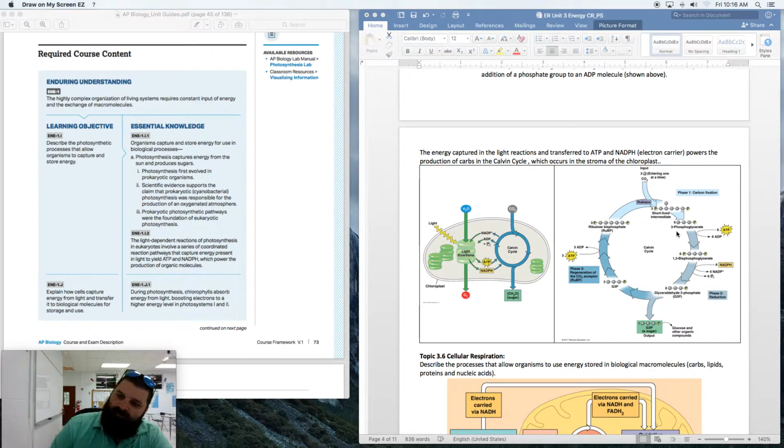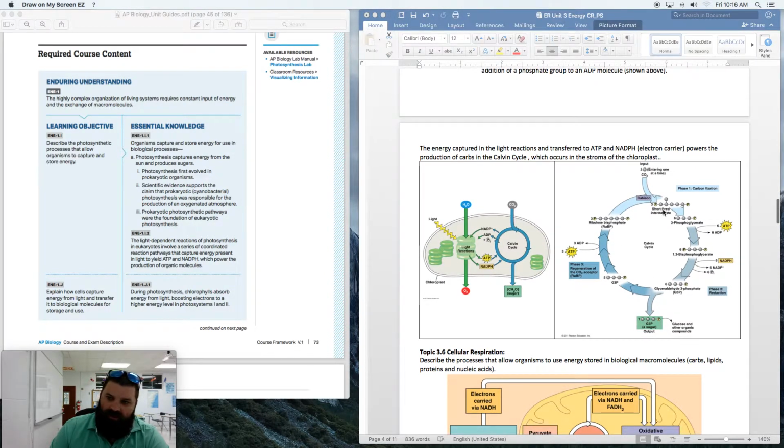Here's a blown up version of the Calvin cycle, and you can see that ATP is used and NADPH is used, and there's a series of reactions that add carbon, carbon, carbon until you end up with the output of glucose. You do not need to know the Calvin cycle in this detail, I just put it in there for some context.